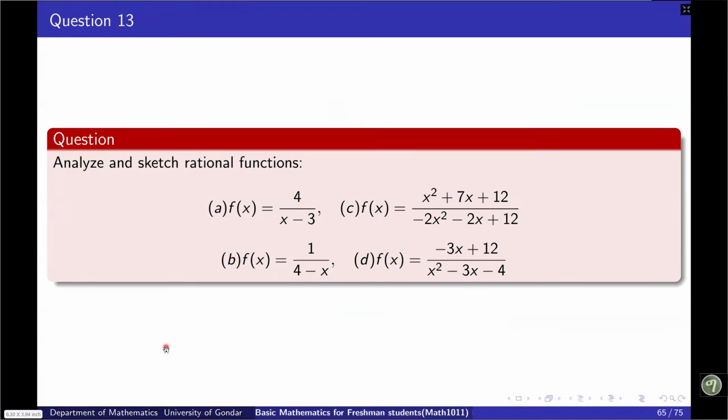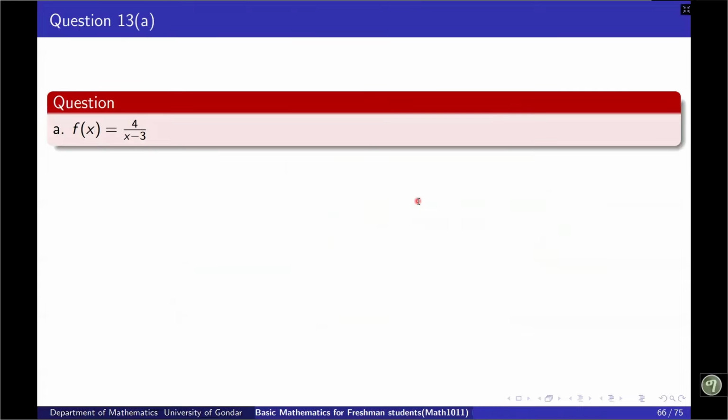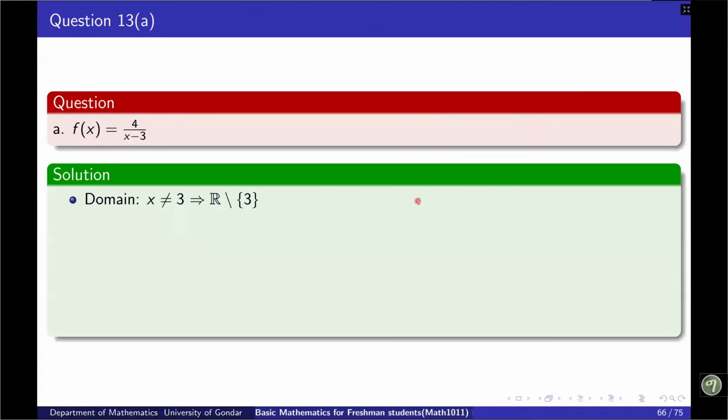Question number 13. Just analyze and sketch the graph of these rational functions. So let us try to see one by one. We know that in order to graph every rational function, we have to know first the basic components or procedures. First, we have to determine its domain, and we have to find holes if there are any, and vertical asymptotes, or simply general asymptotes. The vertical asymptote here is x equal to 3.